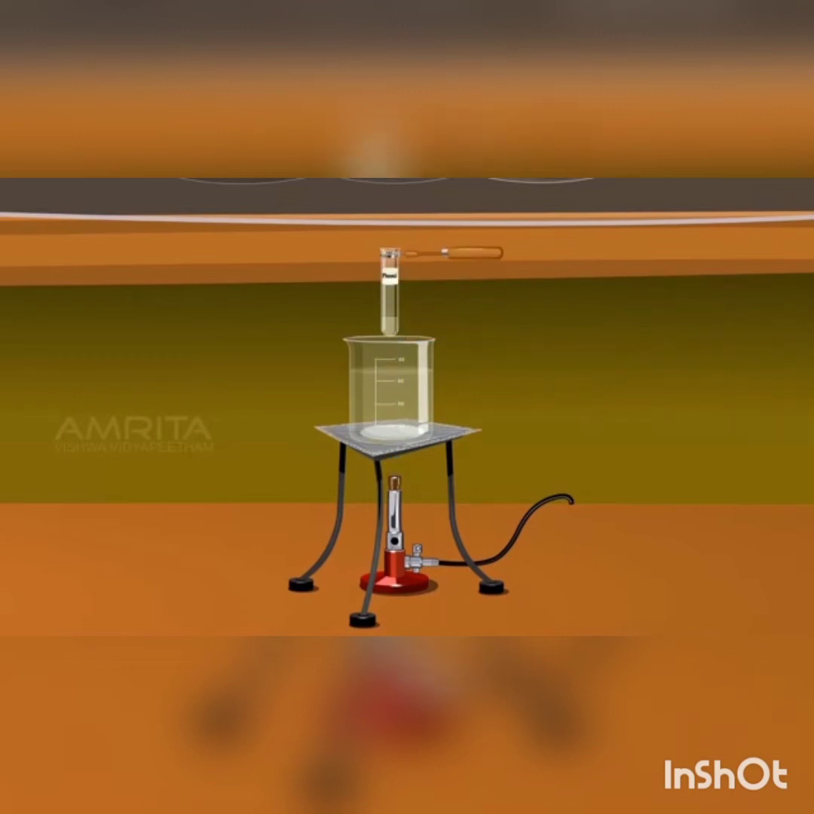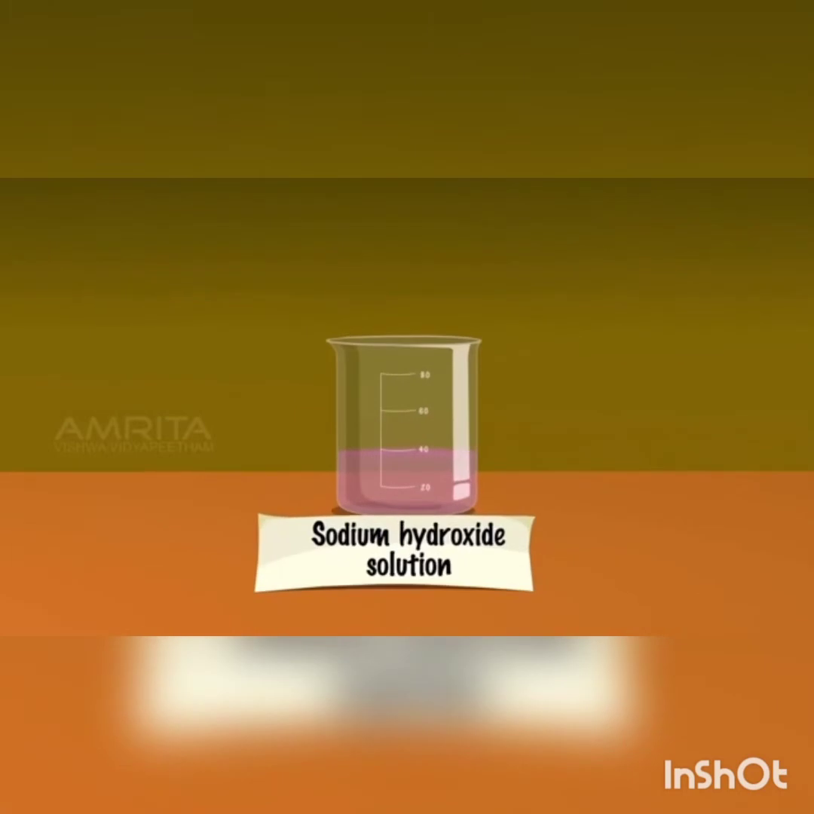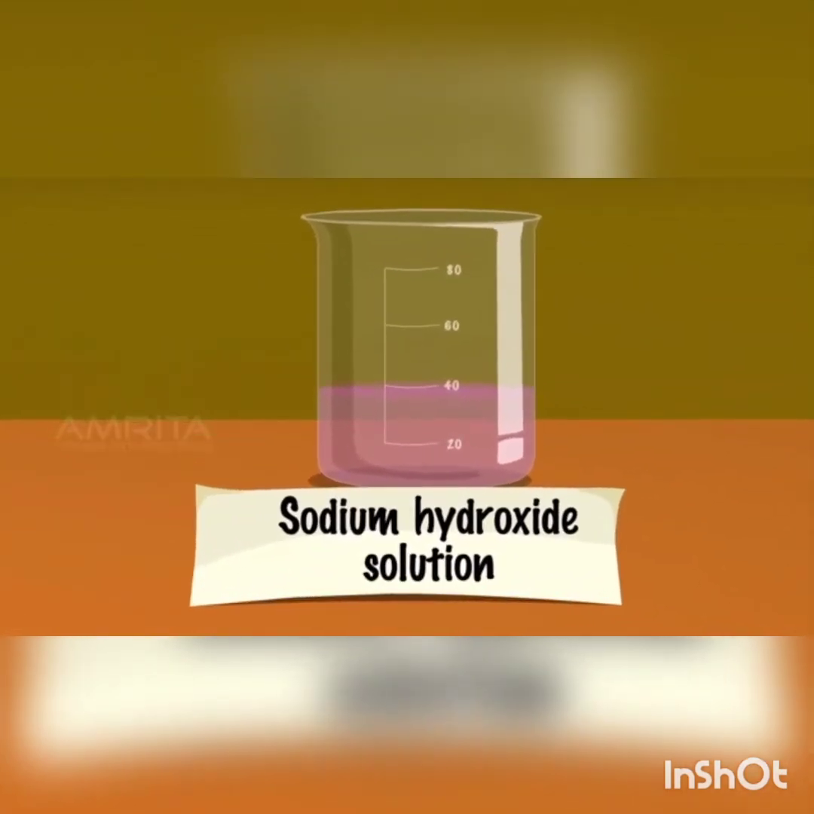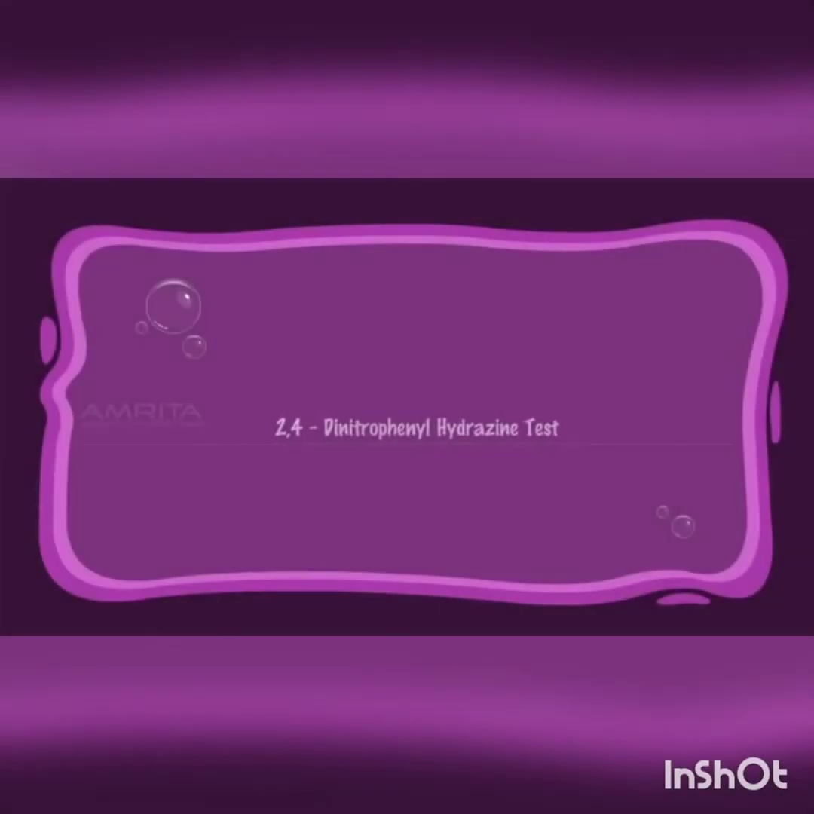Pour the reaction mixture carefully into a beaker containing sodium hydroxide solution. On heating, phenol reacts with phthalic anhydride in the presence of sulfuric acid to produce phenolphthalein, which is colorless. Phenolphthalein gives pink color with an alkali such as NaOH. Test for aldehydic and ketonic group. 2,4-dinitrophenylhydrazine test.